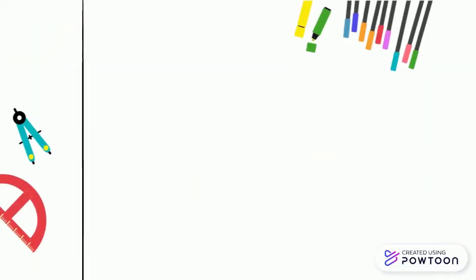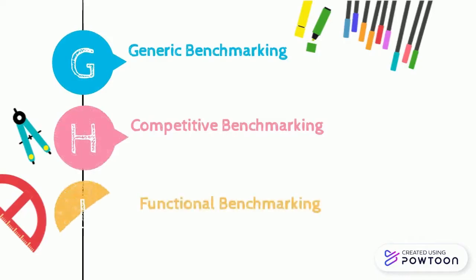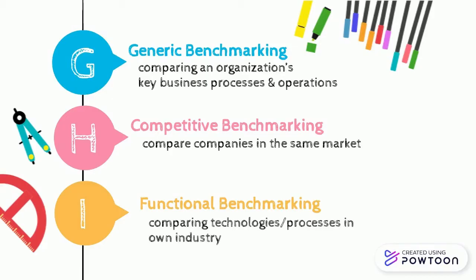Other types of benchmarking are generic benchmarking, competitive benchmarking, and functional benchmarking. Generic benchmarking involves comparing an organization's key business processes and operations with best practice organizations that perform similar tasks or provide similar services. The goal of competitive benchmarking is to compare companies that have competing products, services, or work processes in the same market. Functional benchmarking refers to comparing technologies or processes in one's own industry or technical field.